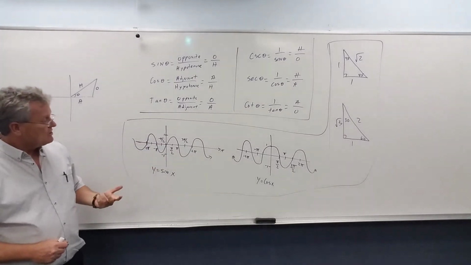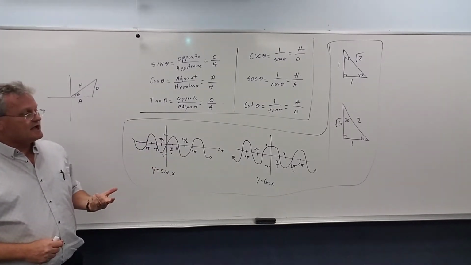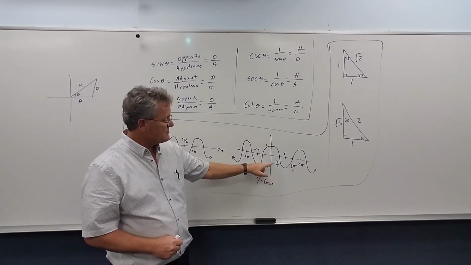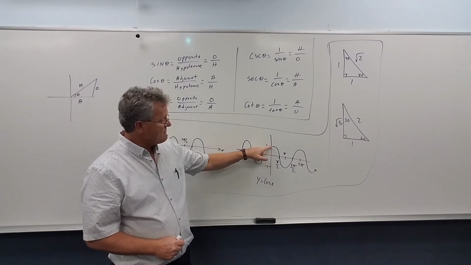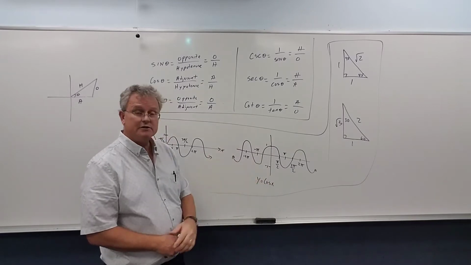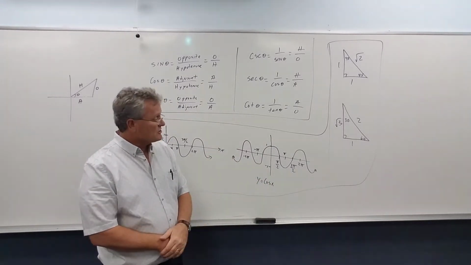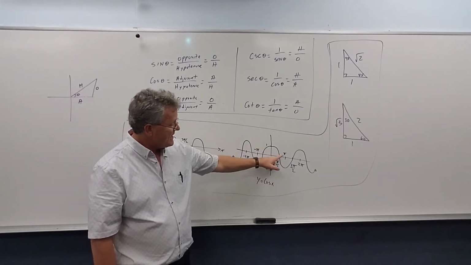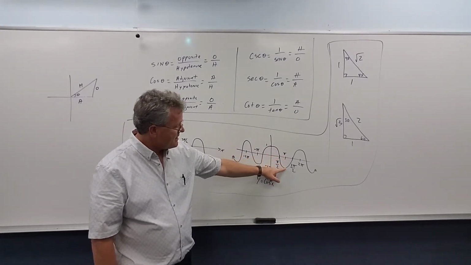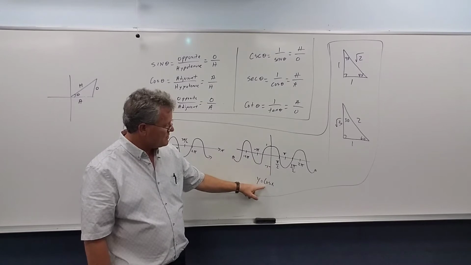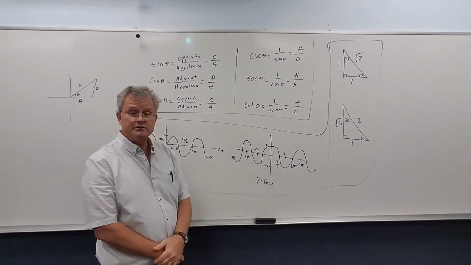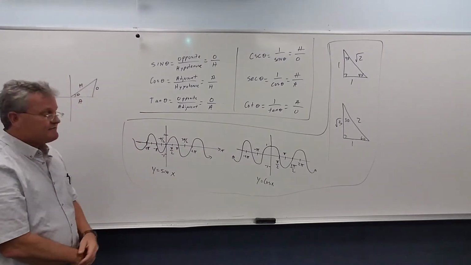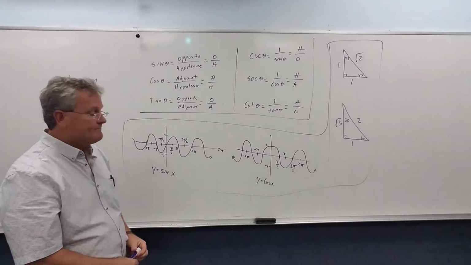negative 1. What is the cosine of 0? The cosine of 0, our y value is 1. The cosine of 0 is 1. What's the cosine of pi? Well, the cosine of pi, x is pi. Our y value is negative 1. The cosine of pi is negative 1. So you've got to be able to read these graphs. You've got to know them, right?